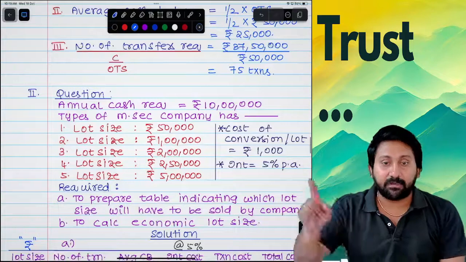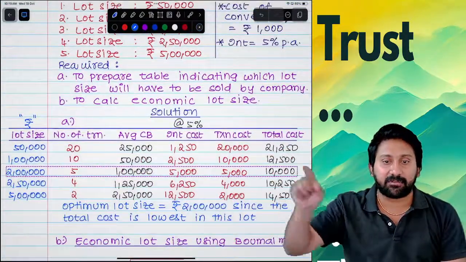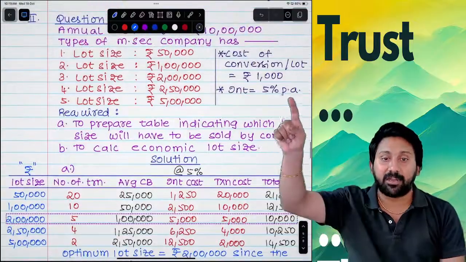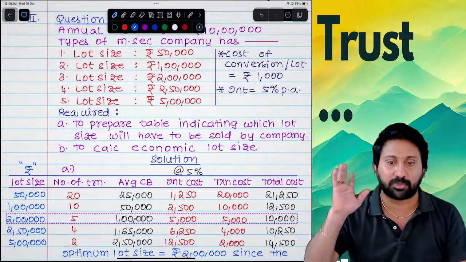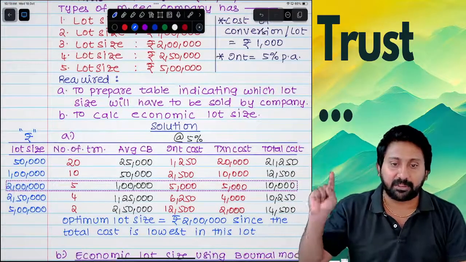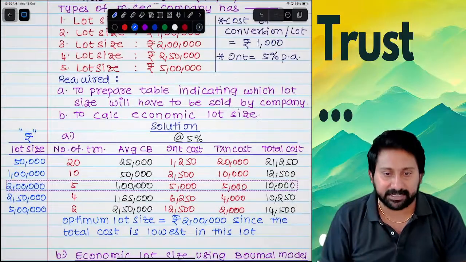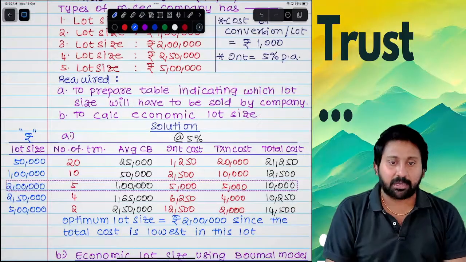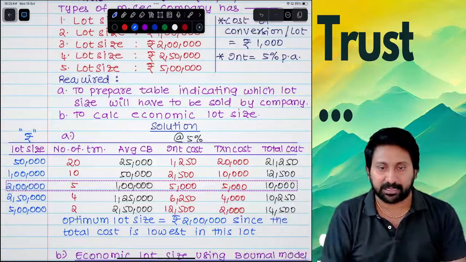Along with that, 1,000 rupees per lot of transaction. 20 lots, so 20,000, because it is 1,000 per lot. 10 lots, 10,000. 5 lots, 5,000. 4 lots, 4,000. 2 lots, 2,000. Total cost is 21,250, 12,500, 10,000, 10,250, 14,500. Optimum lot size is 2 lakh since the total cost is lowest in this lot. This is how we should do the answer.